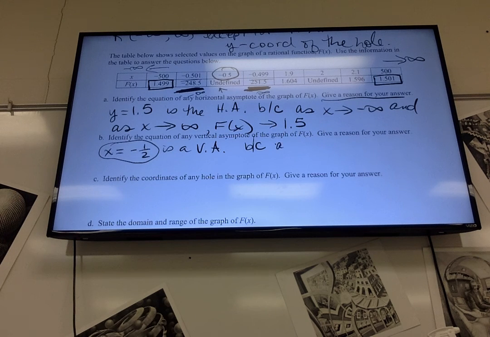Because as x approaches negative 1/2 from the left, f of x approaches negative infinity, getting smaller and smaller and smaller. And as x approaches negative 1/2 from the right, that's that little plus sign there, it just means from the right, so I don't have to write from the right. f of x approaches infinity.